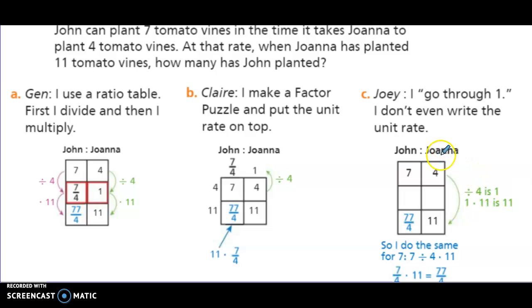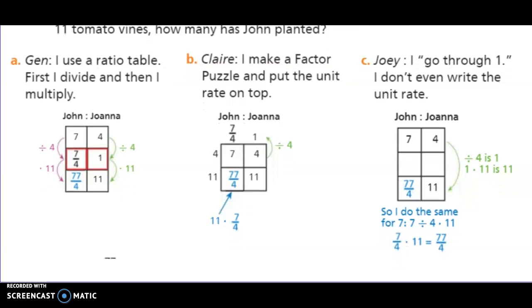And then here's Joey. He doesn't even go through one. He goes, I don't even write the unit rate. He just figured out that you can, so I do the same. 4 divided by 1. He didn't even write it in, and then multiplied by 11. He knew that this answer was going to be 11. 7 divided by 1 is 7 divided by 4 is 7/4 times 11 is 77/4. He just didn't take the time to write it in. There's nothing you need to do for this part of your workbook assignment. I was just pointing that out.